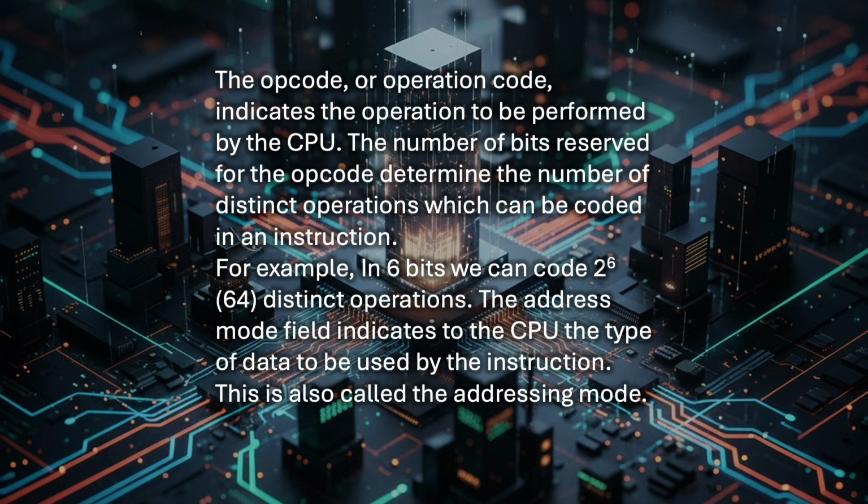The opcode, or operation code, indicates the operation to be performed by the CPU. The number of bits reserved for the opcode determine the number of distinct operations which can be coded in an instruction. For example, in 6 bits we can code 2 to the power of 6, or 64, distinct operations. The address mode field indicates to the CPU the type of data to be used by the instruction. This is also called the addressing mode.